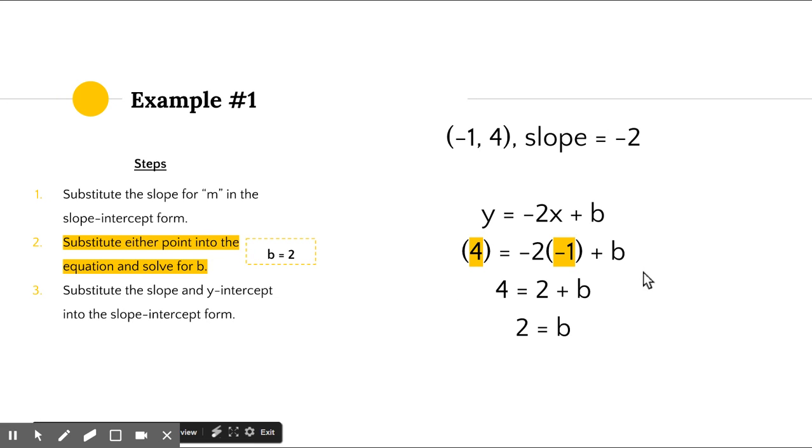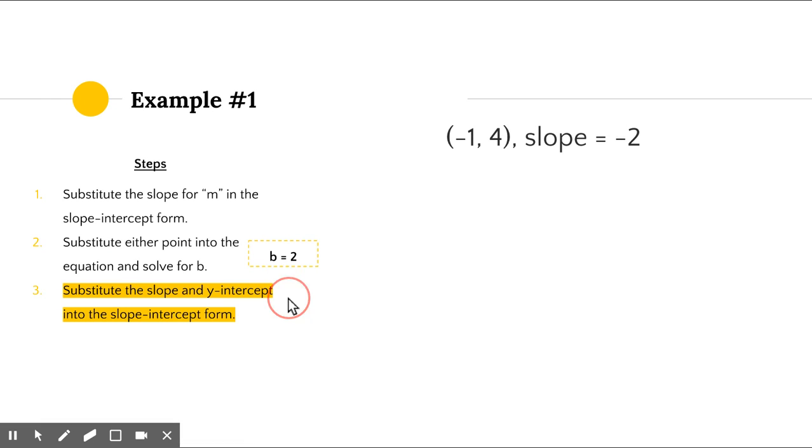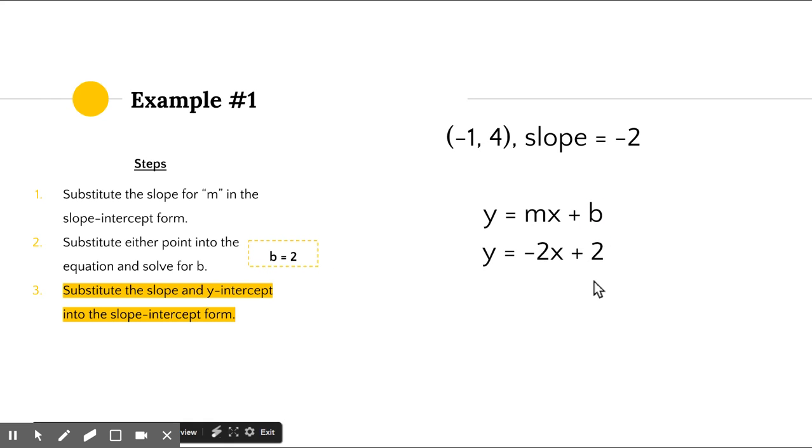So now we have our slope and our y-intercept, and we're ready to write our equation. Again, we've got y = mx + b. We know that the slope is -2 because that was given to us, and now we know the y-intercept is 2, so we plug that into b. And that is our equation.